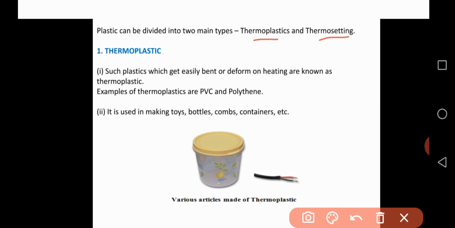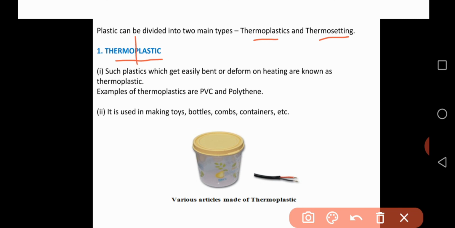Each type of plastic, both thermoplastics and thermosetting plastics, has particular characteristic features. Let's know one by one. First we have to know about thermoplastics. The name indicates thermo, and thermo is nothing but heat.